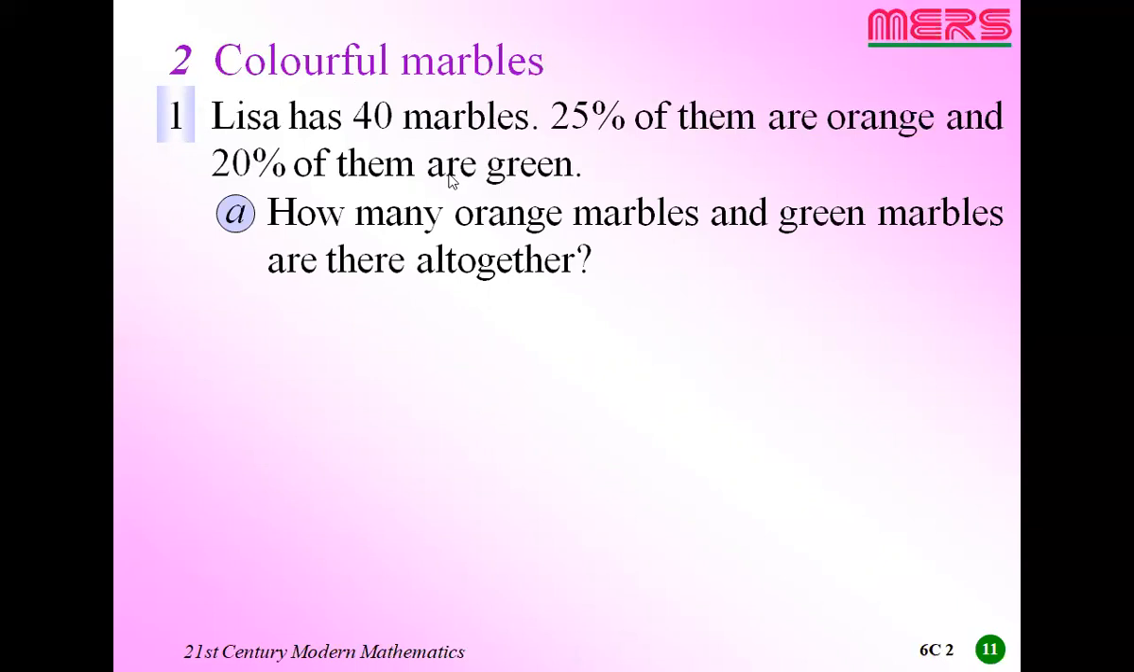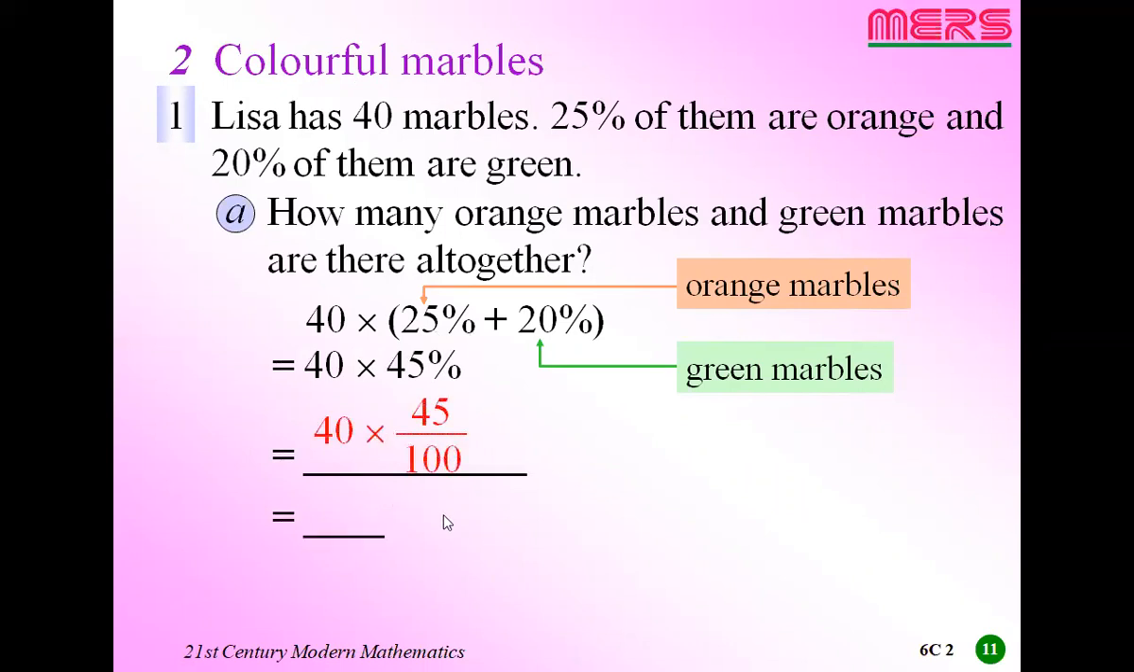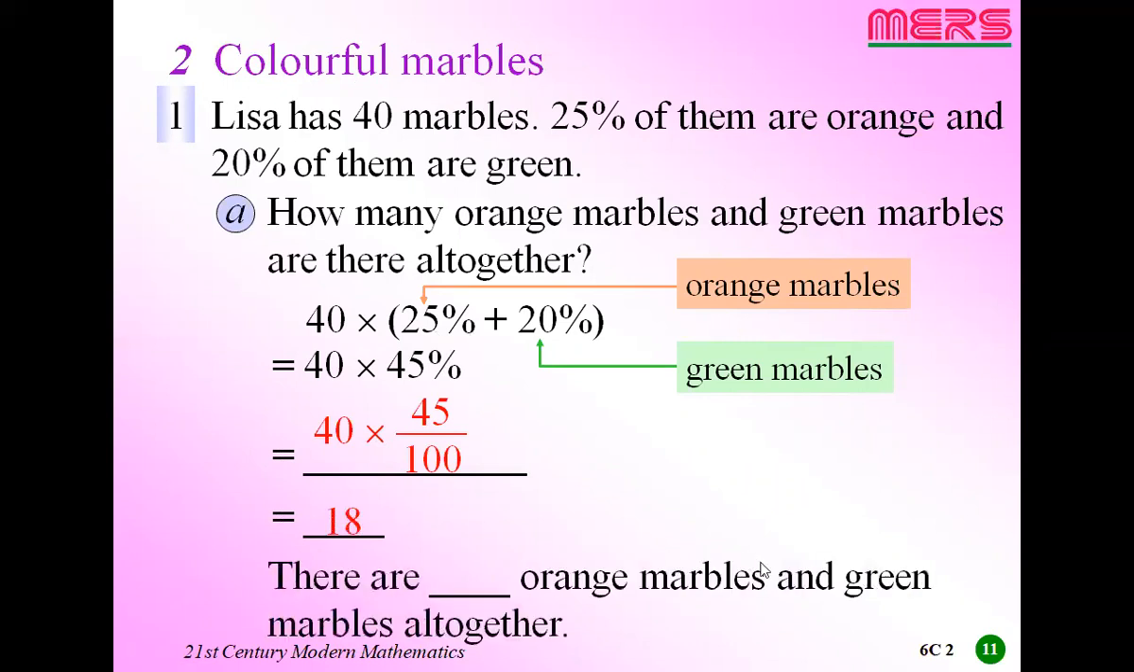Basically, we can just add those two percentages together and then do the multiplication one time. What I mean is, use the total number of marbles times the total percentage of orange and green marbles. Okay? So we will add the percentages together, which is 45%. And then we change the percentage to a fraction, do the calculation, and then we find 18. And there are 18 orange marbles and green marbles all together.